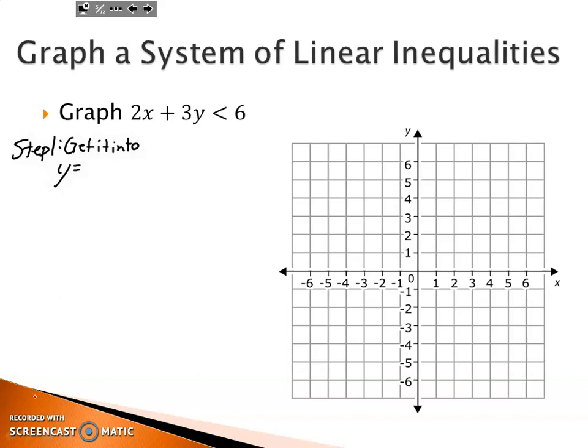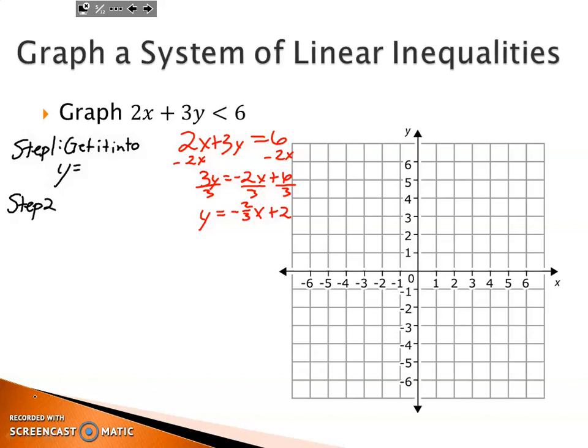Okay? So I'm going to start out with 2x plus 3y equals 6. So notice I said I've got to get it into y equals form, right? So I'm just going to go ahead and write that as an equal sign. And I'm going to solve this like I know how to. I'm going to subtract 2x from both sides. And when I do that, I get 3y equals -2x plus 6. I'm going to divide everything by 3. And I get y equals -2/3 x plus 2. Okay? So step 1 is to get it into y equals form.